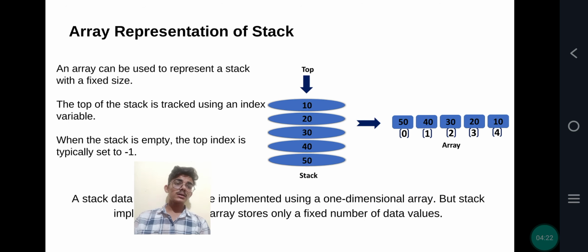Here we add 50, 40, 30, 20, 10 in the stack. We add 50 first. Mainly array indexes start from 0, so here 50 is the first element, so 50's index is 0. Next 40 index is 1. Next 30 index is 2. Next 20 index is 3, like this.